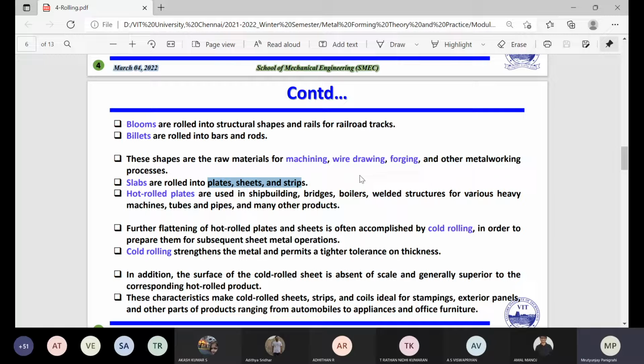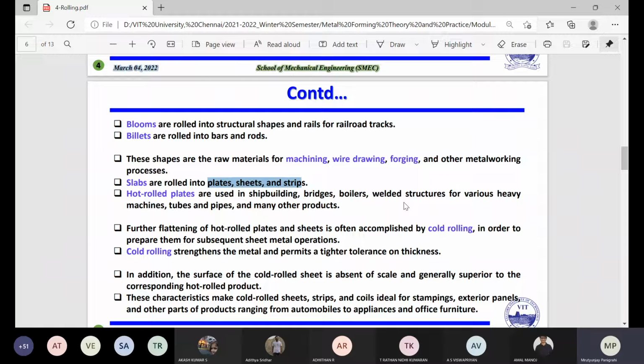Maybe sometimes you will say, sir, we are all mechanical, so does this kind of work really apply to mechanical people or not? You can see here, the hot roll plates are used in shipbuilding, bridges, boilers, and welded structures. So you have to correlate these techniques. We cannot say that only mechanical people can work on this. It depends upon mechanical, and it depends upon electrical, because the electrical maintenance is done by the electrical people. So we cannot say that only mechanical or materials people will do it.